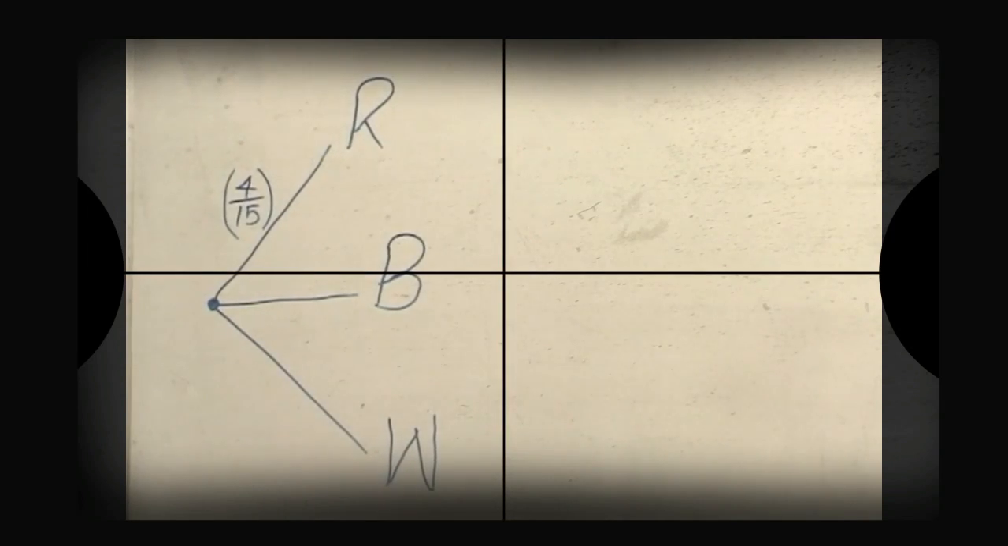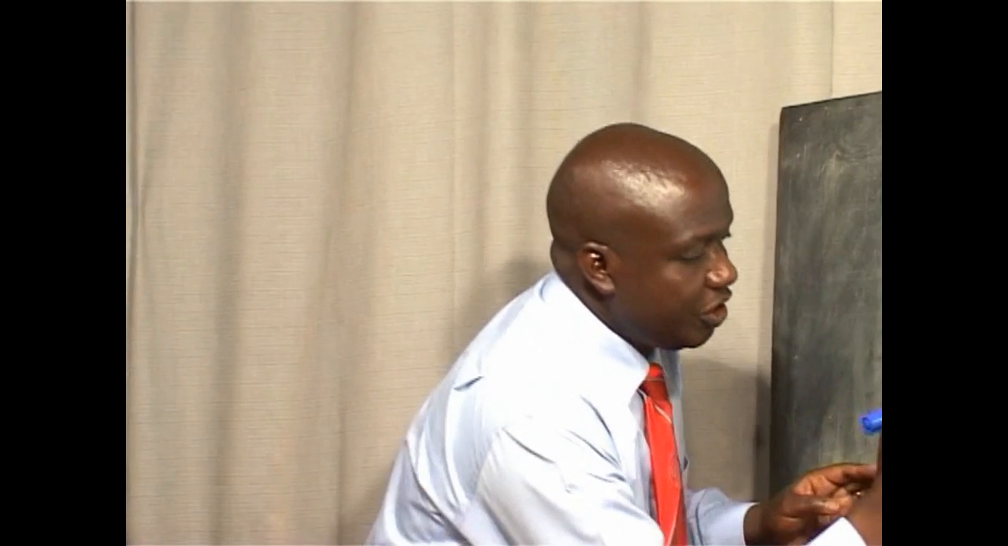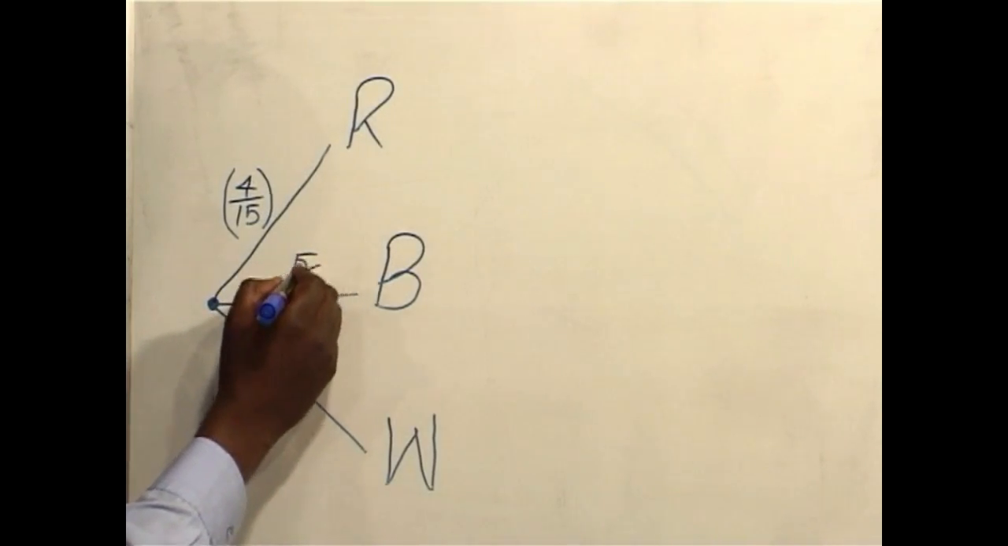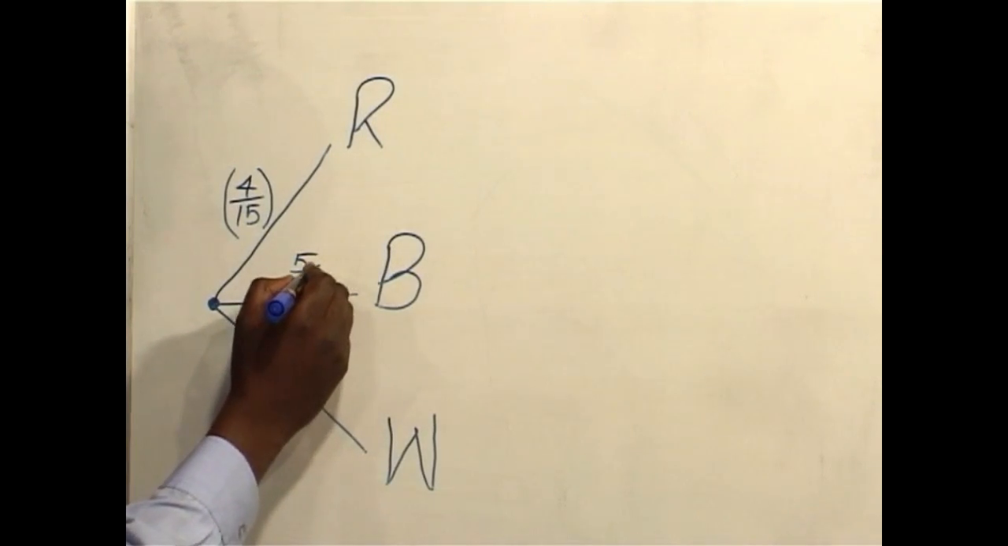We come to the other outcome, which is black, and we know we have 5 of them. So on this branch, we indicate 5 over 15.